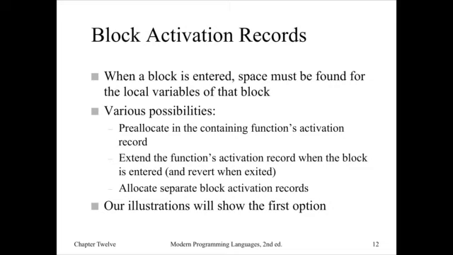Another approach is to take the function's activation record, and if you think of it as a stack, then when you enter a block, you grow it, you extend it. And then when you exit that block, you shrink it. You push the block's activation record on the stack, and you pop that activation record back off. And then the other approach is that you allocate different block activation records as needed, and just keep track of what's being pushed and what's being popped.